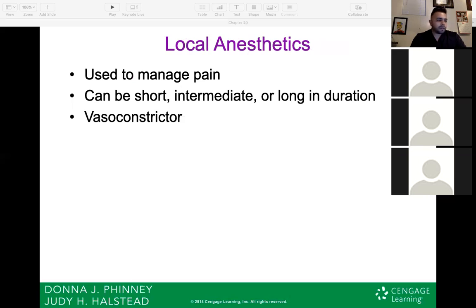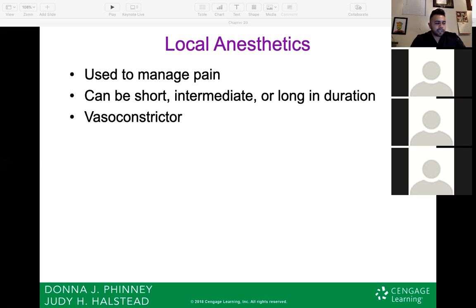Local anesthetics are used to manage pain. They come in liquid form and are injected into the tissues. A short duration local will last approximately 30 minutes. Intermediate duration can last 60 minutes, and a long duration can be up to 90 minutes, and even longer with some of these newer local anesthetics.